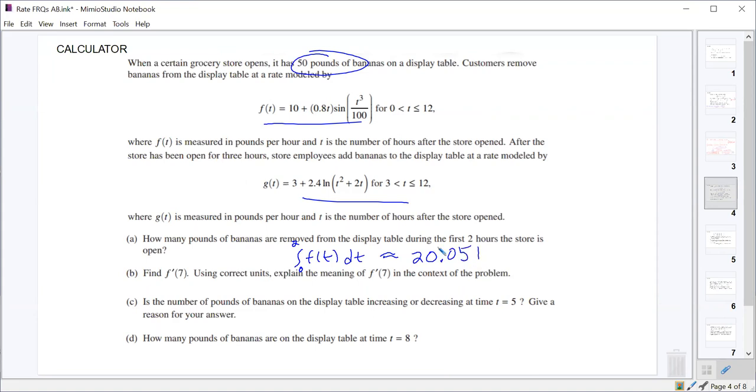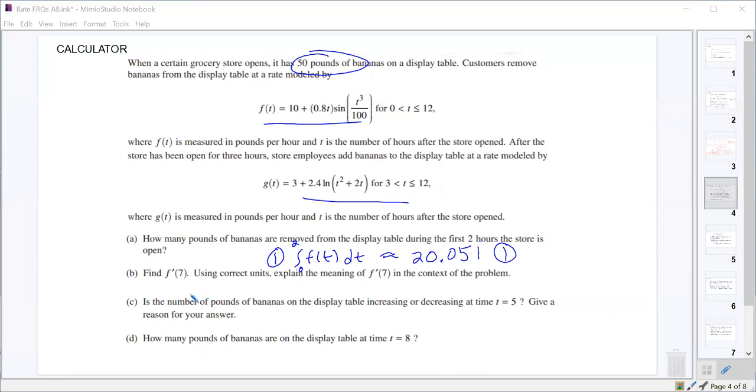So that should have been pretty straightforward, and that's 2 points, 1 point for the integral and 1 point for the answer. Good or no? Good. Okay. Part B then says find f prime of 7.